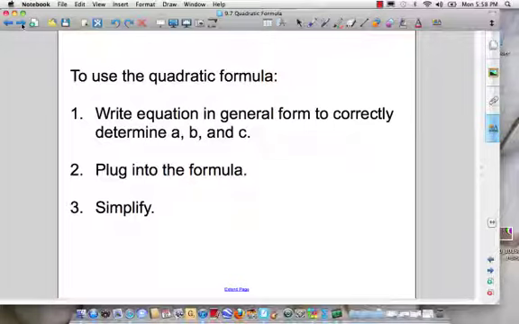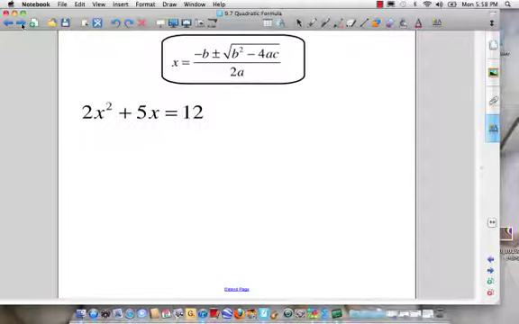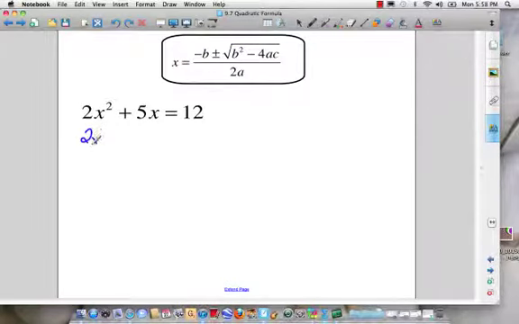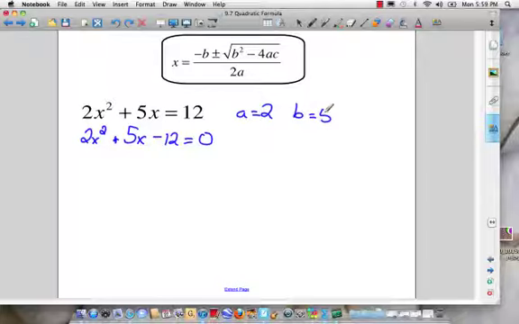Let's go through 3 examples that will show you 3 different things that might happen. So I've put the quadratic formula at the top of the screen so we can refer to that. And I'll go ahead and solve this in blue. The first step is to put it in general form, which means it's supposed to be equal to 0. So I'm going to subtract 12 from each side. And then I can correctly determine that a, the quadratic coefficient, is 2. B, the linear coefficient, is 5, and C, the constant, be careful, it's negative 12.